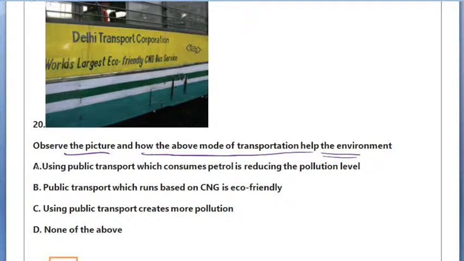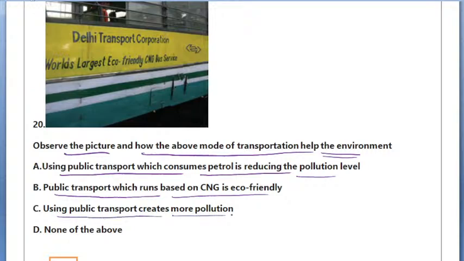The options are: using public transport which consumes petrol reduces the pollution level; public transport which runs on CNG is eco-friendly; or using public transport creates more pollution; or none of the above. What is this picture representing? Hamid has given the right answer, correct? The right answer is public transport which runs on CNG.